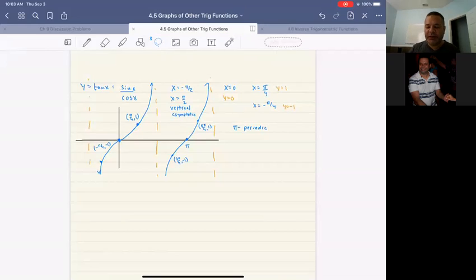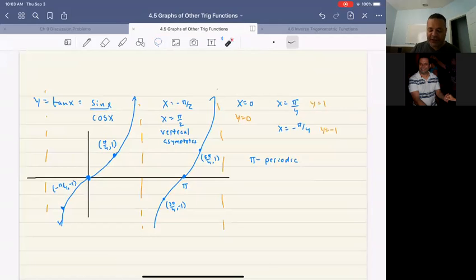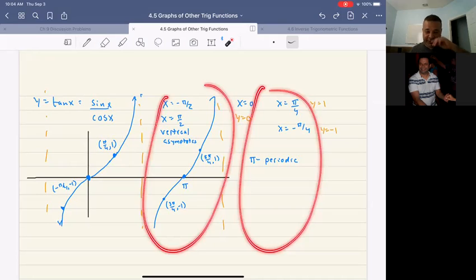Welcome back. So last time, in the last video, we looked at the tangent graph. I've just copied it over here. It has vertical asymptotes at pi over 2 and negative pi over 2, zeros at 0, and then it's equal to 1 at pi over 4 and negative 1 at negative pi over 4. And then it's pi periodic. So here it's going to look the same. Here it's going to look the same.